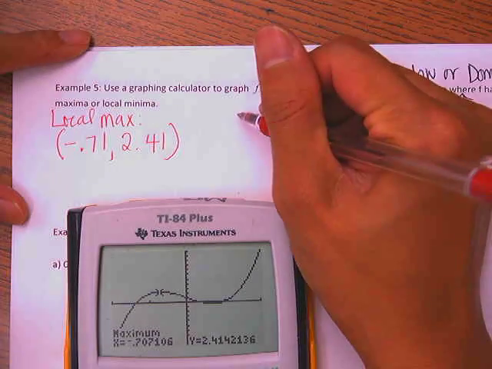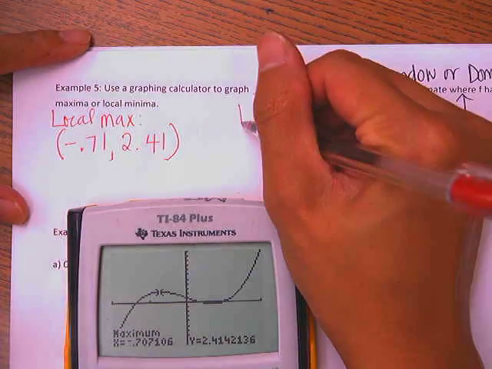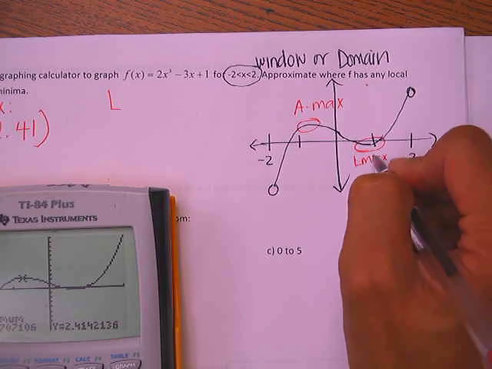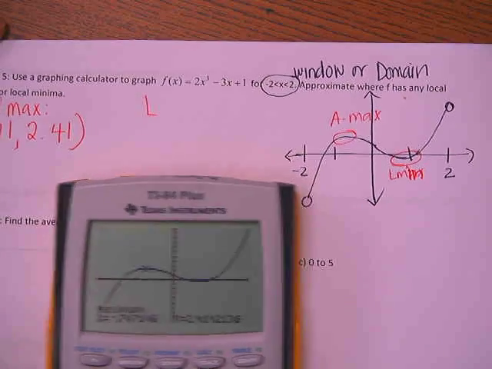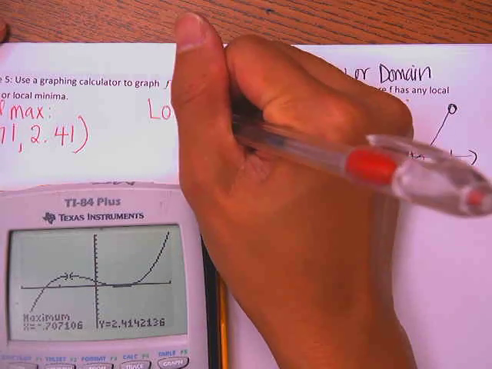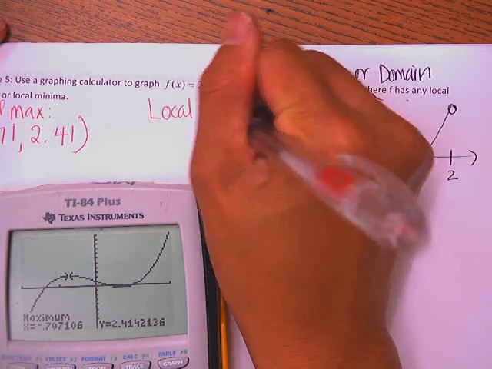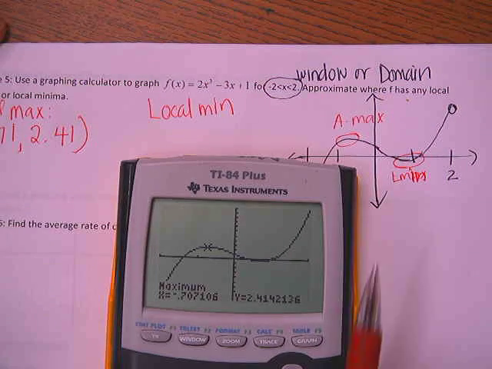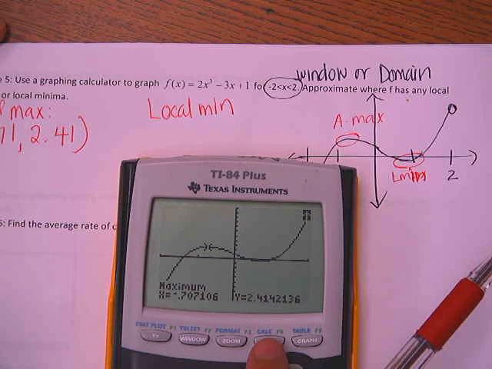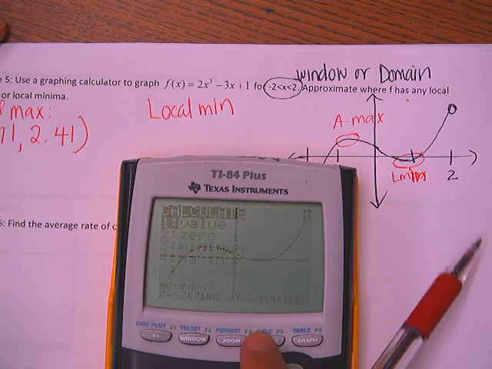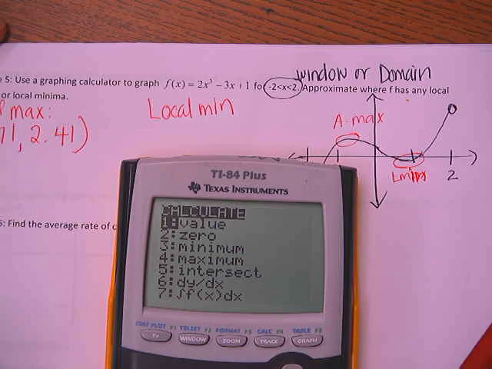Now, we also want to find the local min. I'm sorry, I wrote local max for both, didn't I, on here? This is supposed to be local min. Okay. All right, so local min. Well, local min is really right here. Okay, so I'm going to do second trace, second trace. We're going to go down to minimum.